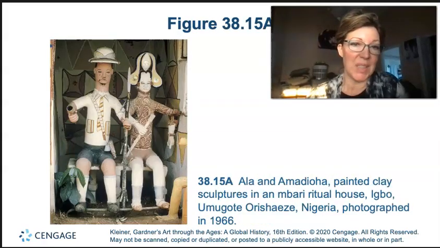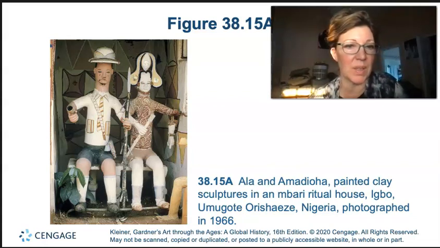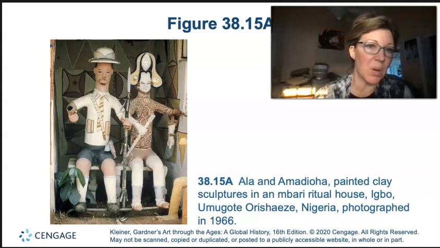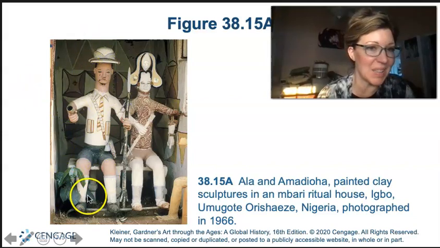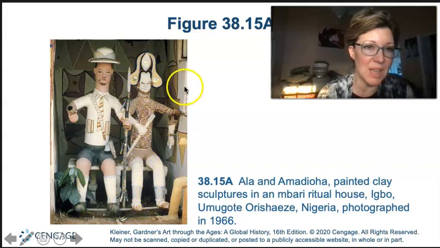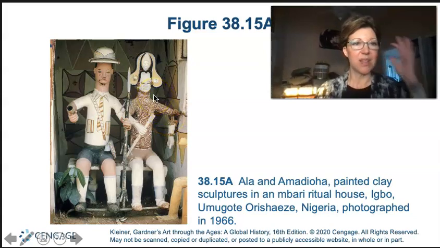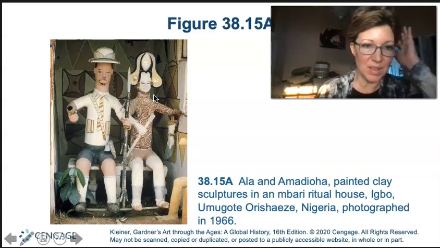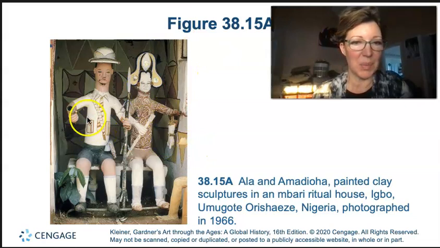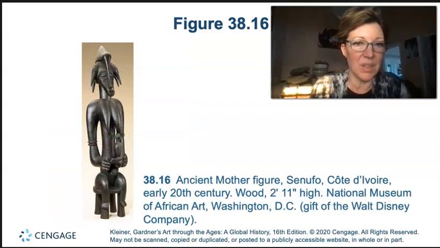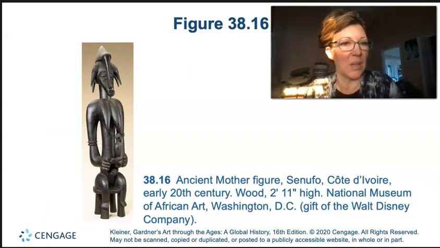This is Ala and Amadioha, painted clay sculptures in an Mbari ritual house from the Igbo in Nigeria. Okay, this has got to be a British guy, right? It has to be. And then whoever he was hanging out with here looks like an African person. So I think that is really, really cute. And it's made in 1966. Gosh. Is it papier-mâché? Painted clay.